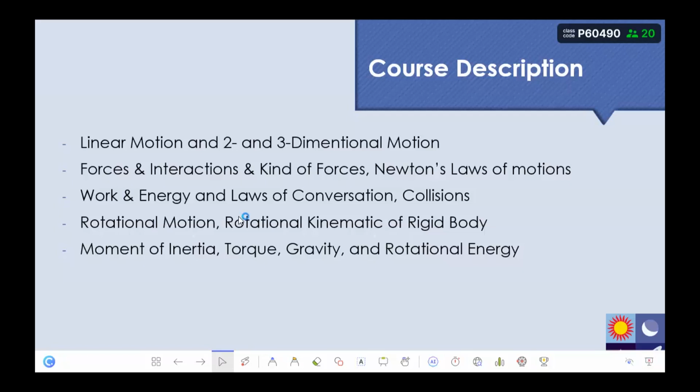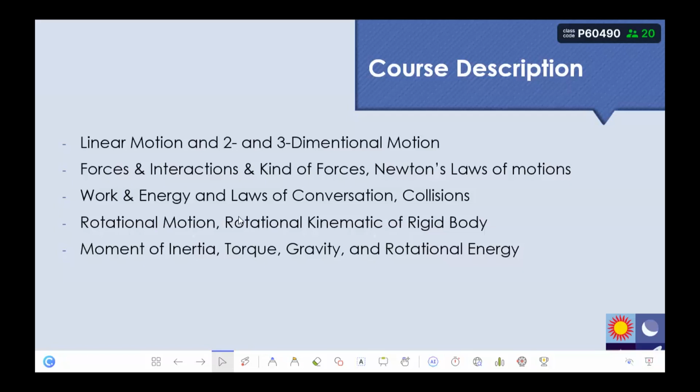So it means that we will study simple motion. We will try to simplify the motion of the particle by using a particle model. At the end, we will talk about the motion, or kinematics, of a real object, or what we call a rigid body. Okay, so this is the physics part.